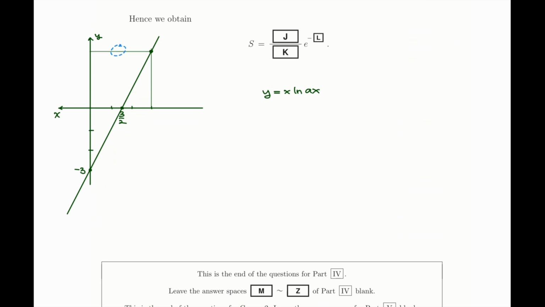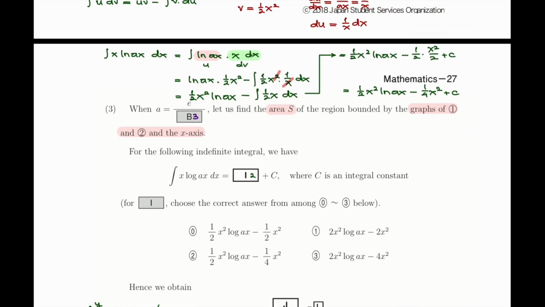So just assume this is 3. How to draw this graph? If I want to draw this graph, I think I need to find the x-intercept first. Remember, a is equal to e over 3, yeah? a is equal to e over 3.